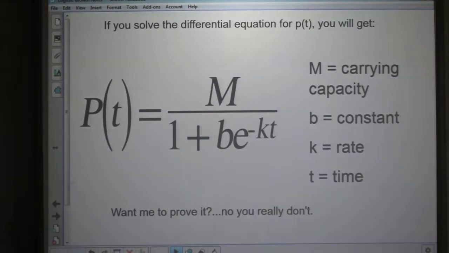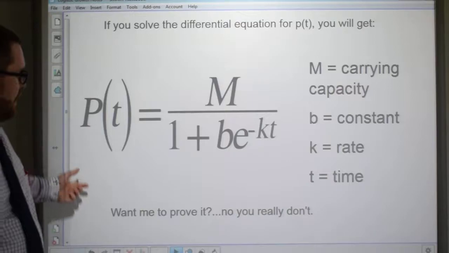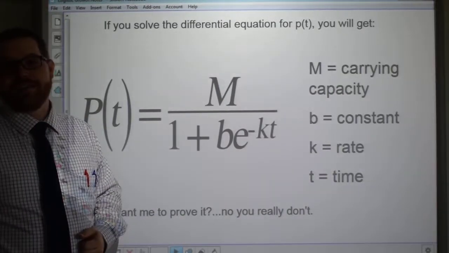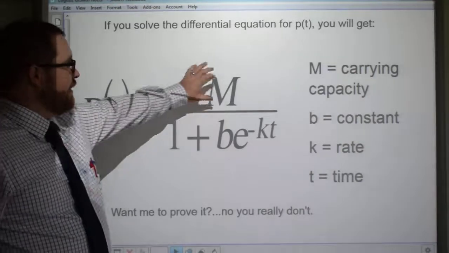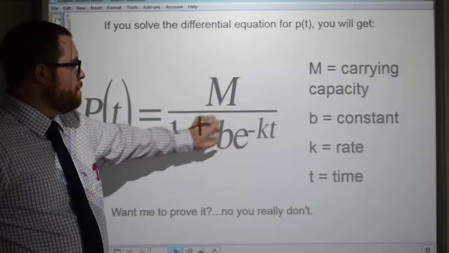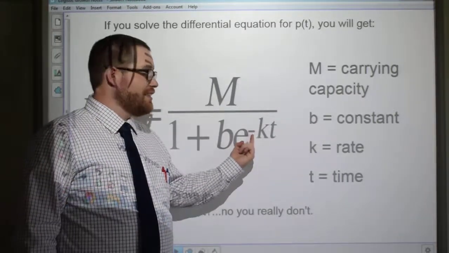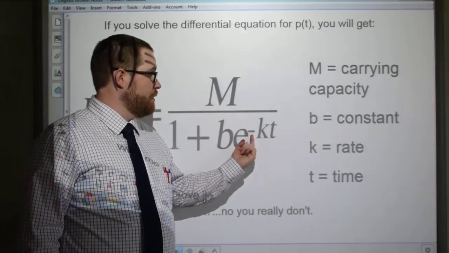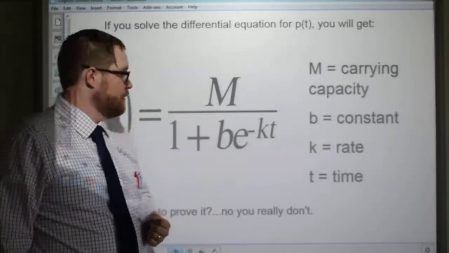Okay? If you want to solve this differential equation, you're going to get this. And we're going to do a problem with this. If you'd like me to prove it, come to class. It'll take multiple slides and I don't want you to have to watch it. M is the carrying capacity. B is some constant that you'll have to solve for. K is negative in this one. And it has to be negative because it's on the bottom of a fraction. And then T is time. So let's try a problem.